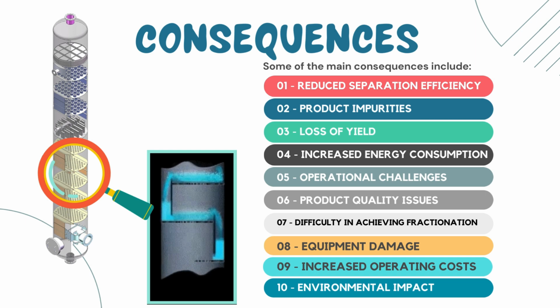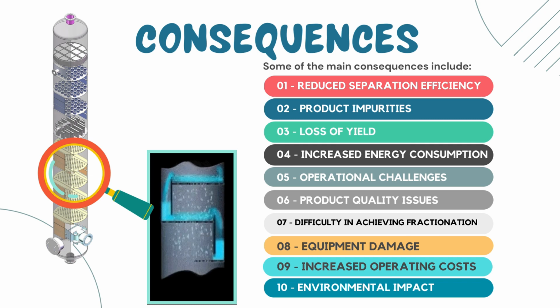Guys, now the second consequence is product impurities. The liquid droplets carried over during weeping may contain impurities, and that causes contamination of the distilled product. This may be a significant issue, particularly in industries where high purity products are essential.